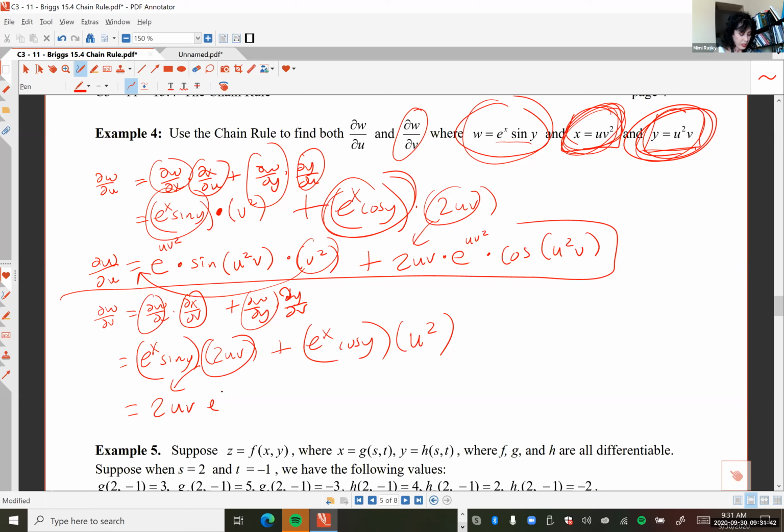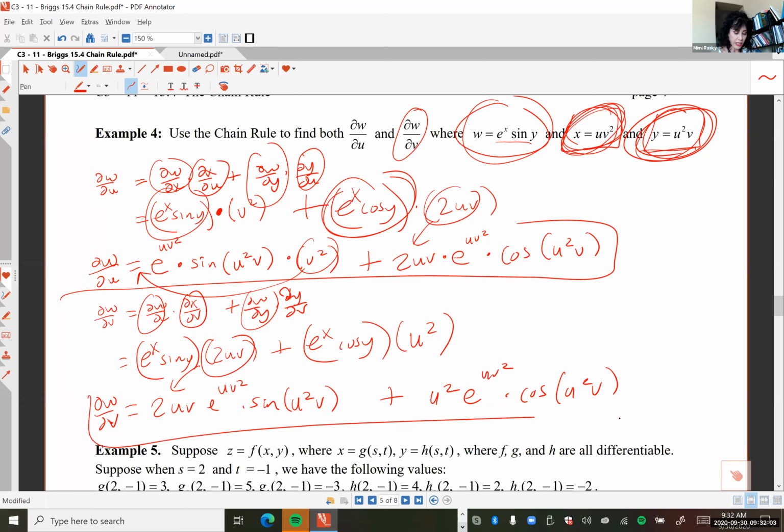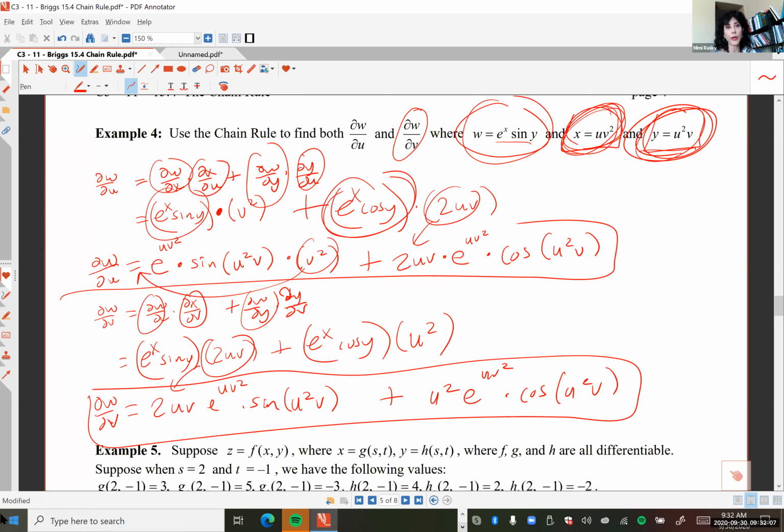You'll have e to the uv squared times sine of y, but that's u squared v, plus u squared e to the uv squared times cos of u squared v. And we're done. I'm not going to factor out anything. I mean, you could factor out a common factor. Don't bother. But you're done. So here is the other partial of w, but with respect to v. And it looks pretty gross, but that's a lot of times how these partials look. Okay. I will pause there for questions.